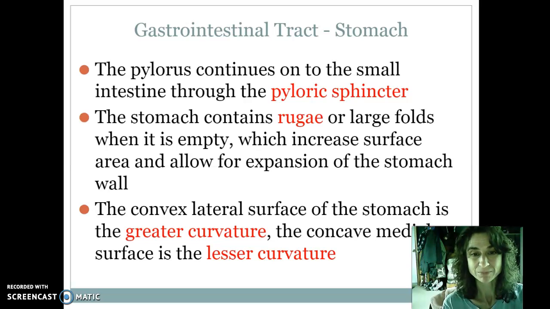Okay. Now, the stomach is curved. Like I said, it's C-shaped. Okay, so it has two curves.